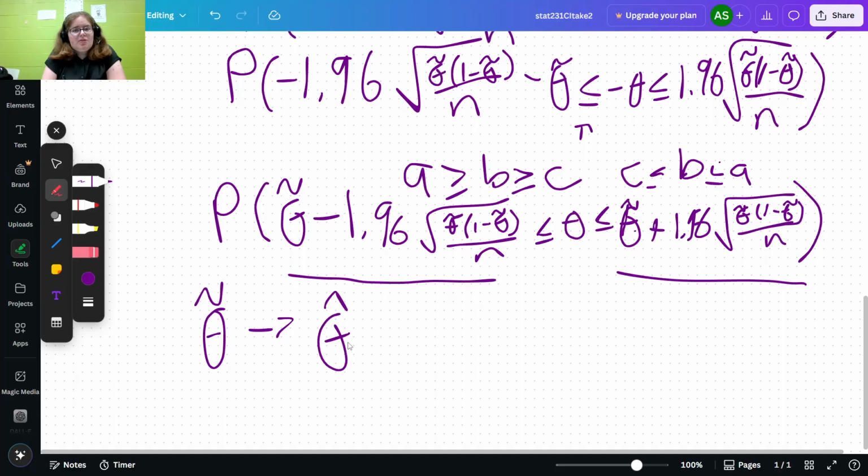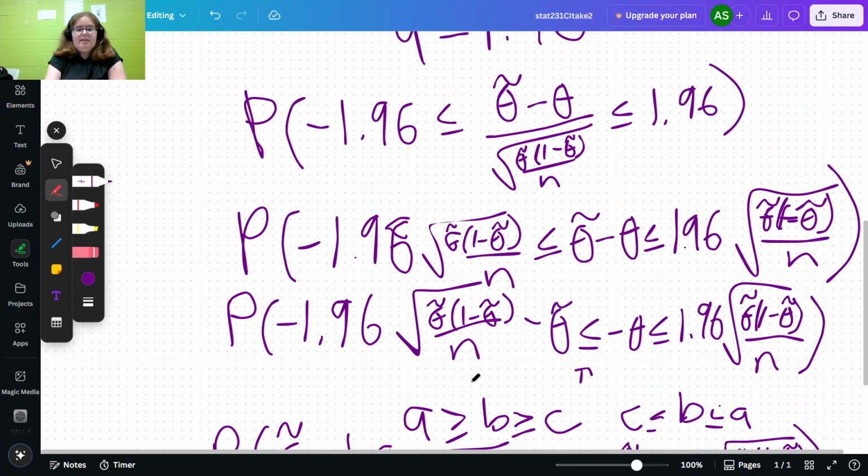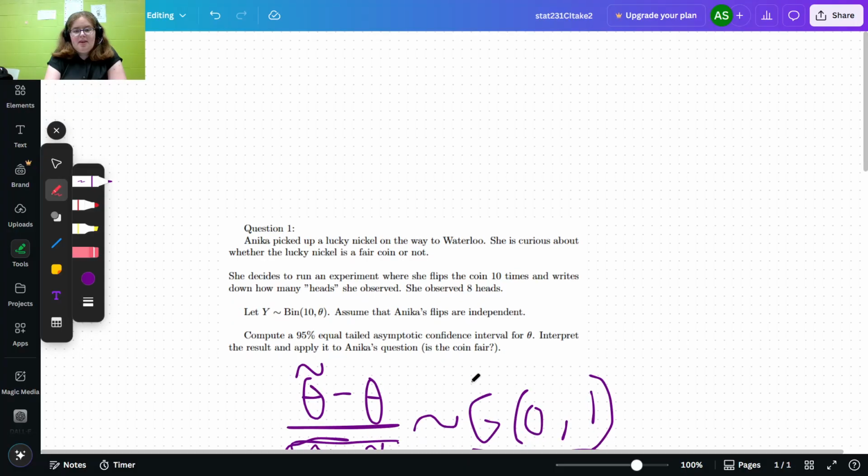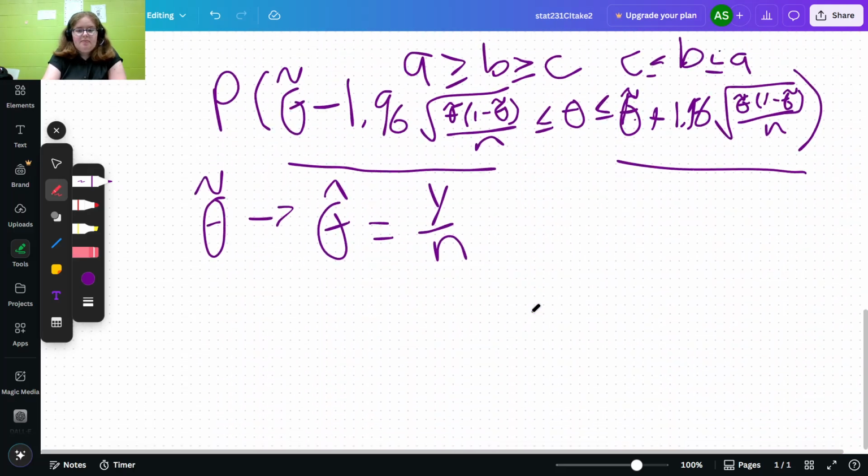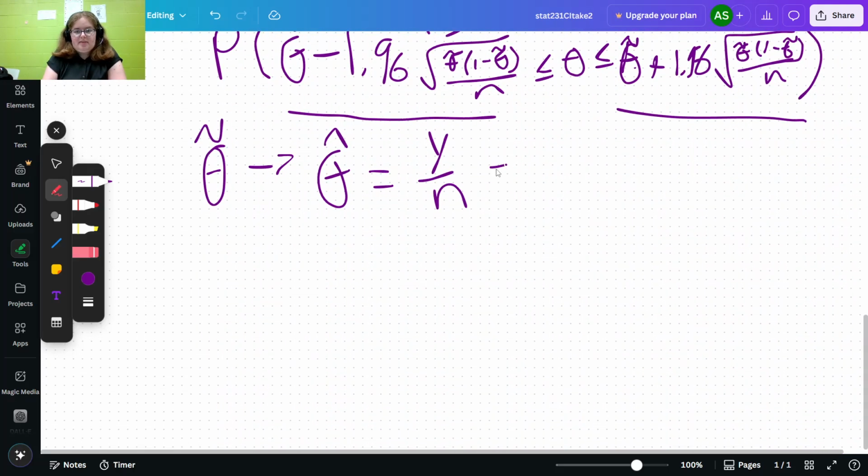And if you're not too much of a fan of chapter 2, don't worry. I'm not going to do the whole maximum likelihood estimate derivation here. I'm just going to use our result that theta hat is y over n. So what's y, what's n? Well, let's take a peek at our question. So I observed 8 heads, that's going to be our y, and 10 times, that's our n. So I'm just going to write this as 8 over 10.